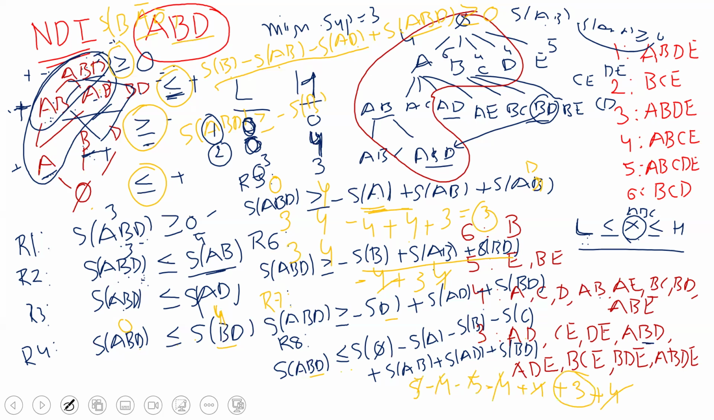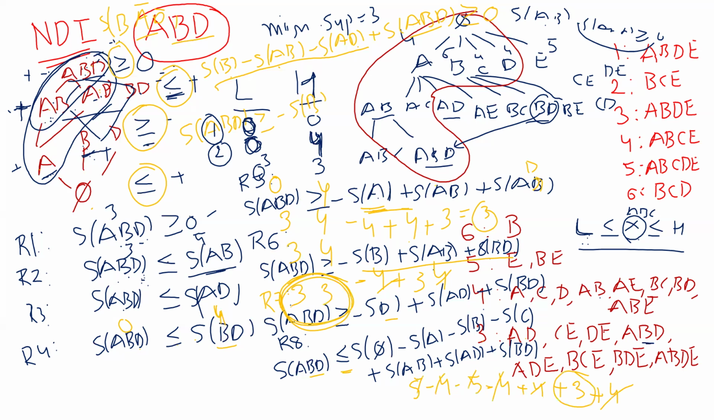S of ABD is less than or equal to, right? So this becomes the upper bound. So now the lower bound became equal to the upper bound, right? When both are equal, you say ABD is derivable. If not, ABD is not derivable. So that is how you actually derive the rules.